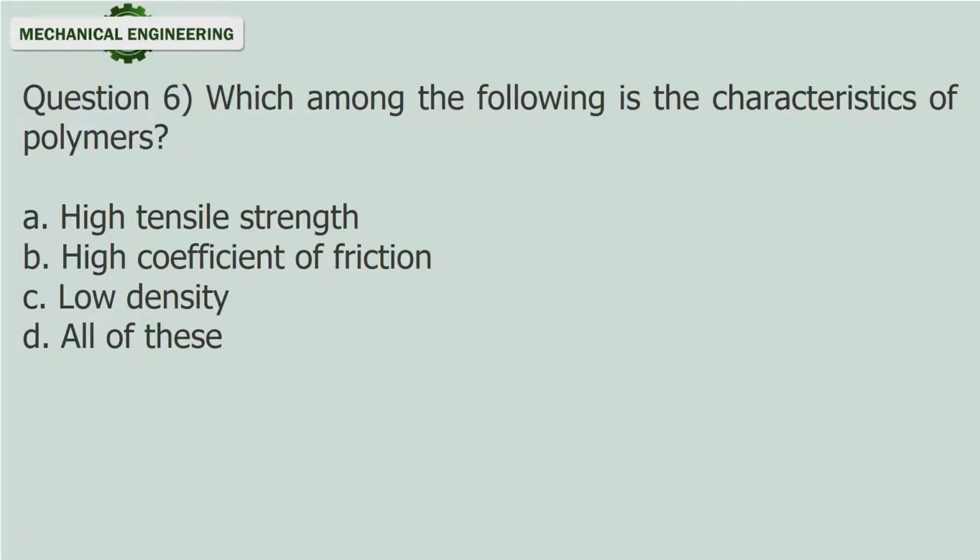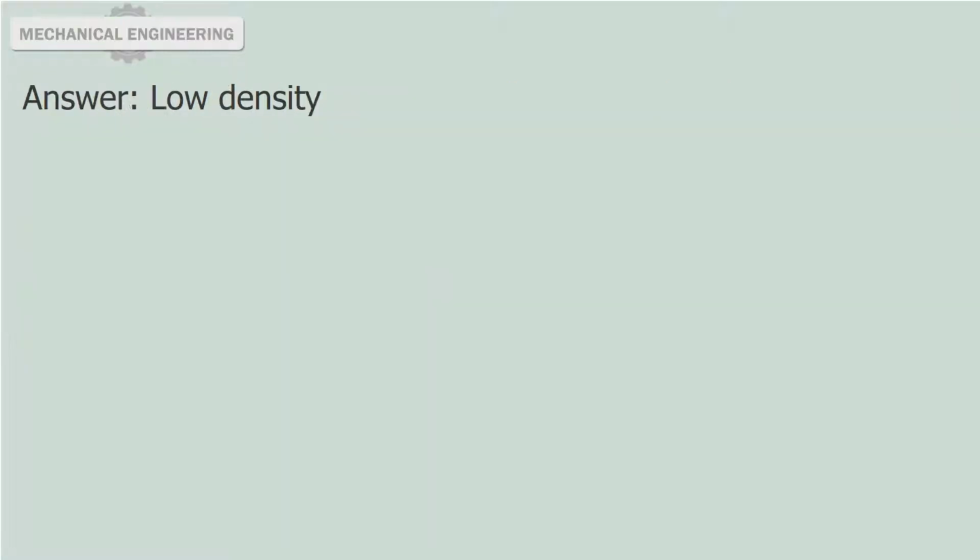Question 6. Which among the following is the characteristic of polymers? A. High tensile strength. B. High coefficient of friction. C. Low density. D. All of these. Answer: Low density.